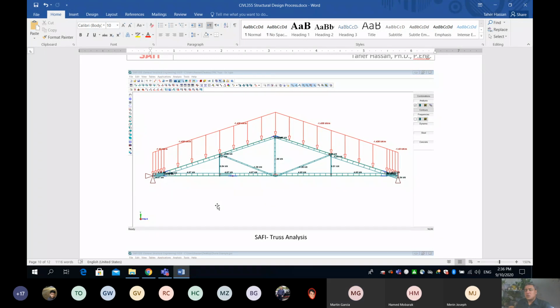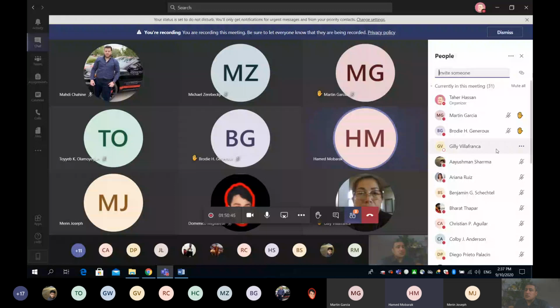The answer is unfortunately not correct. Not all the members will have a bending moment. There are only a few of them that will, and for a good reason. But anyway, thank you so much for your contribution. Next I want to get Brody.